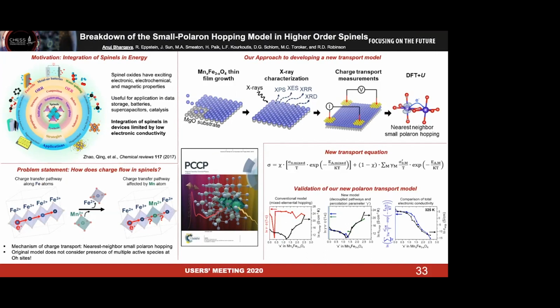Then I highlight the limitations of the old charge transport model, which was developed in the year 1961. And then finally, we develop a new model. So to develop a new model, we grow single crystal thin films of manganese iron oxide using molecular beam epitaxy. We do a lot of X-ray and electronic characterization, and then finally using DFT, we correlate the structural properties to the electronic properties. Using this, we come up with a new transport model and a new conductivity equation, which we show to be in excellent agreement with the experimental data. Thank you.